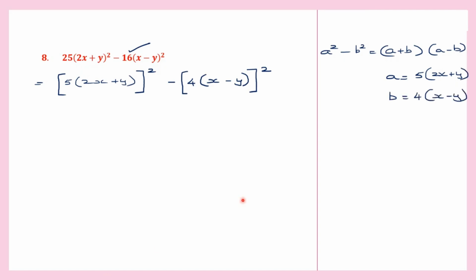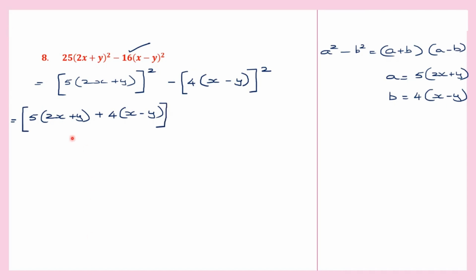So now if we have to write a plus b into a minus b, keep in mind that this is a and this is b. So we're going to write a plus b. So what is a? A is 5 into (2x plus y). This is a plus b. What is b? B is 4 into (x minus y). So this is b. So what have we written here? A plus b. So let's put this within brackets.